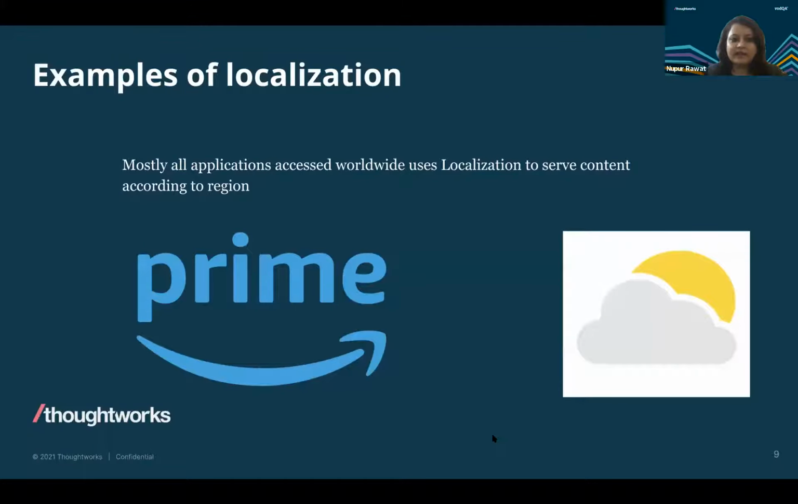Then again, a localization example, it's Prime. I've shown only two pictures here, but there can be many more examples, like the weather app, the Prime app, the Netflix app. Every app, I would say, which is a global app will actually use localization to serve their content.